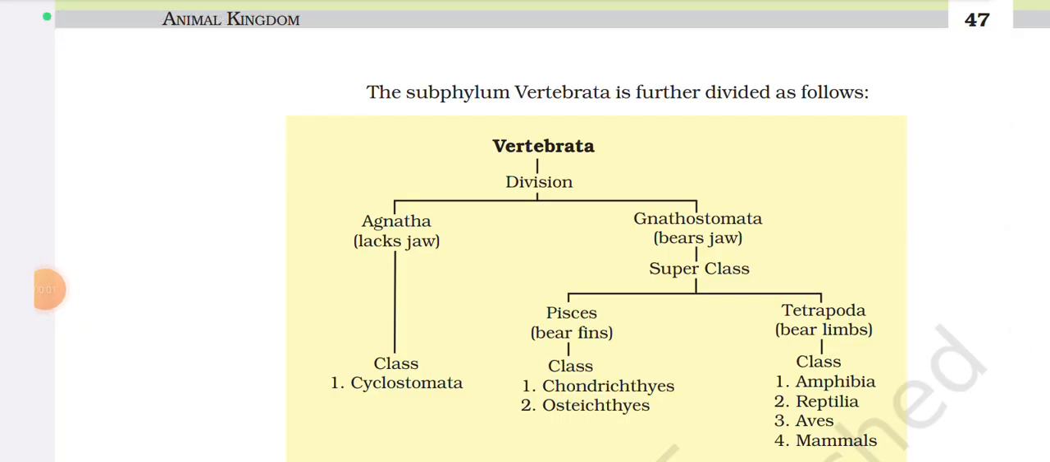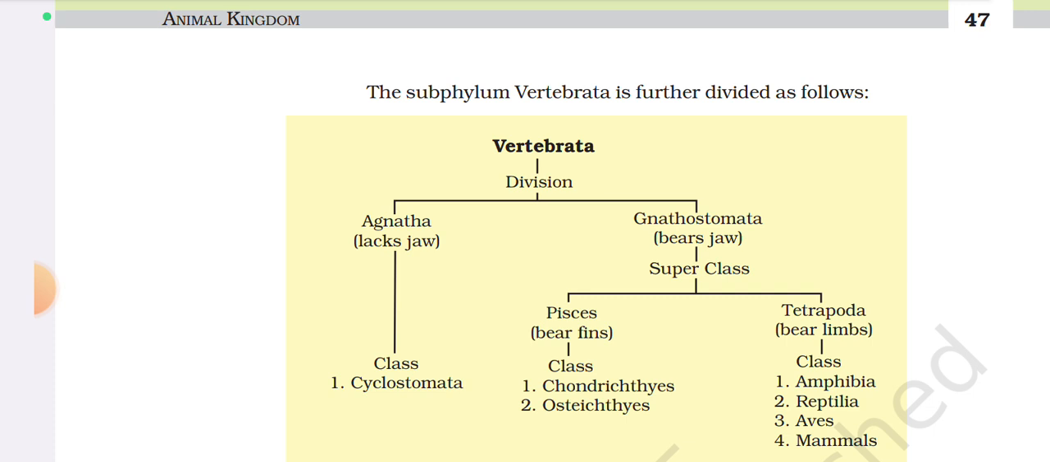Good morning, dear student. Today we are going to start subphylum Vertebrata, which is under the phylum Chordata. And you know all the characteristics of chordates. The first, presence of notochord. Second, presence of hollow nerve cord. They have gill slits and a post-anal tail.